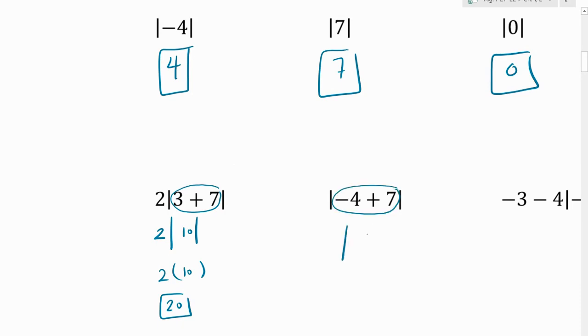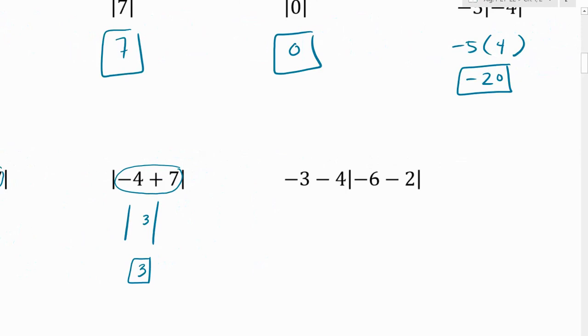Okay, I'm going to take the absolute value of the quantity -4 plus 7. Well, -4 plus 7 is 3. The absolute value of 3 is 3. You don't just go in there and make everything positive. 4 plus 7 is 11. This is not the answer. Okay, it's a grouping symbol. It says, oh, we'll do what's inside here first.